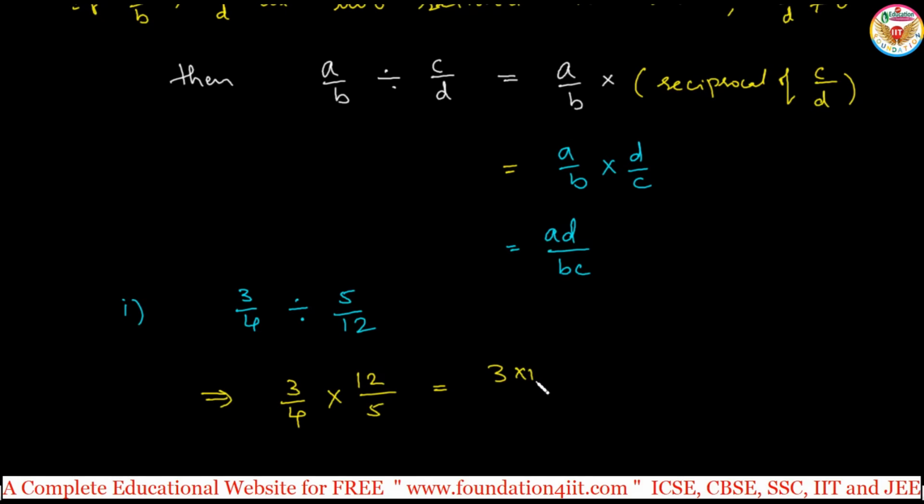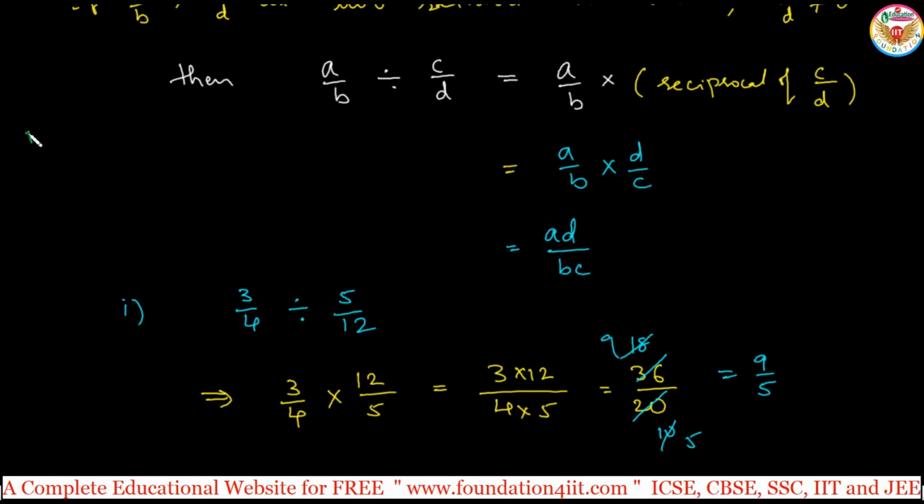So 3 into 12, we did this in the multiplication of rational numbers, right? The product of their numerators by the product of their denominators, the same will apply here. 3 twelves are 36, 4 into 5 is 20. You can write it in standard form, make it into simplest form. 2 fives are 10, 2 nines are 18, so 9 by 5 is the answer of 3 by 4 divided by 5 by 12.